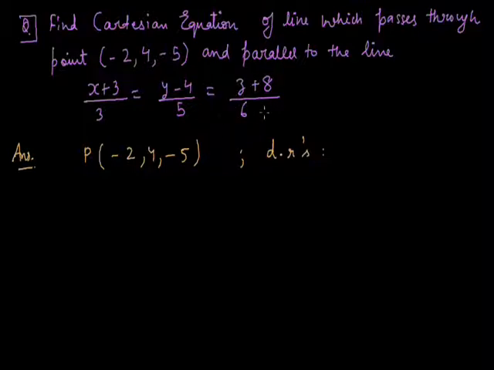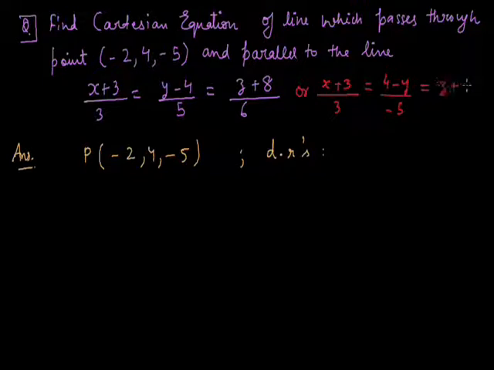Now suppose we somewhat change the question like this. I'm changing the question. Suppose the equation of the line is given to you in this format: x plus 3 upon 3 equals 4 minus y upon minus 5 equals z plus 8 upon 6. What I have changed is I have multiplied the numerator and denominator over here with a minus sign. So it becomes 4 minus y and it becomes minus 5. Now what is the difference?